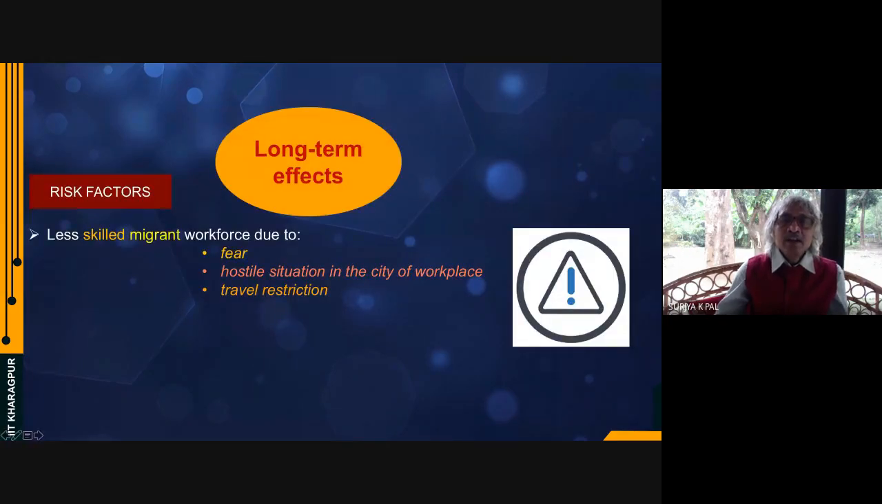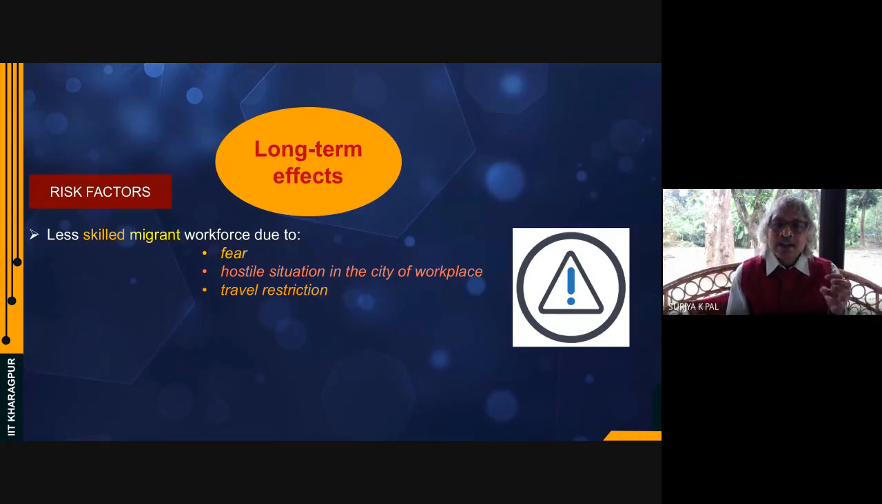So the long-term effect is that, as I mentioned, the workforce matters, because you try to appreciate that our industries are mostly manpower driven. Very few industries are fully automated. Not all products can be produced through a fully automatic system. So one thing is less automation, and some products are there where full automation is very difficult to implement.